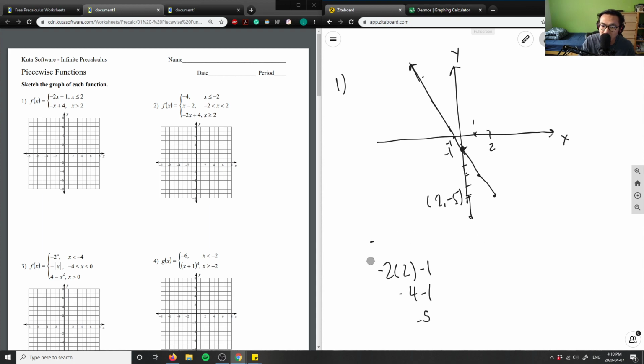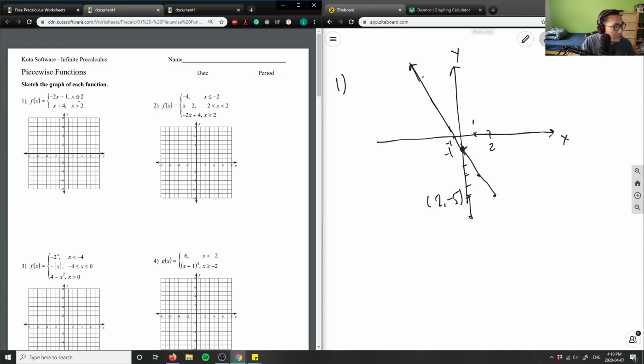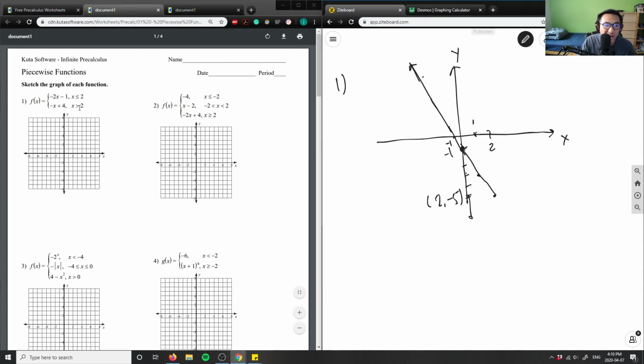I'm going to erase this stuff. So that's for if it satisfies this equation here: negative 2x minus 1 if x is less than or equal to 2. So that's this part. Now we have a second part: negative x plus 4 if x is greater than 2. So how would I graph the second part? First, I would have to find out where this function starts along the y-axis. I know it starts at 2, but I don't know where it starts in terms of y, so I have to solve for y first. How would I do that?